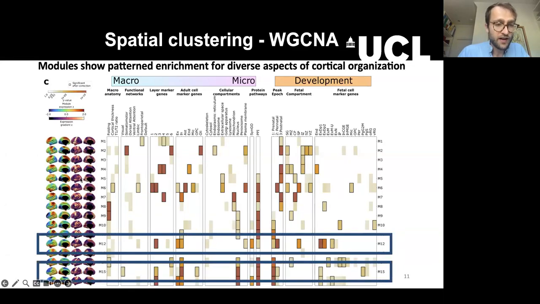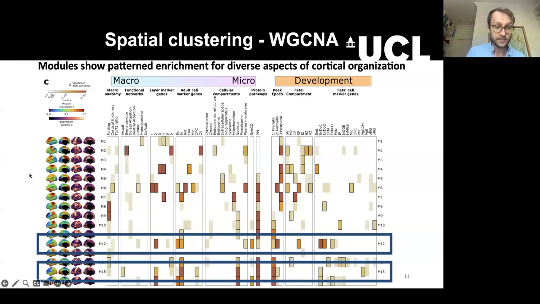So if we look at M12 first, it's correlated with cortical thickness and has high expression in the limbic regions. The genes of M12 are enriched for layer 2 marker genes, particularly neuronal marker genes, and this is primarily driven by a synaptic type signature. There's a perinatal peak in developmental expression, and it is also highly enriched for fetal developing neurons. So there's a very synaptic neuronal picture within M12.